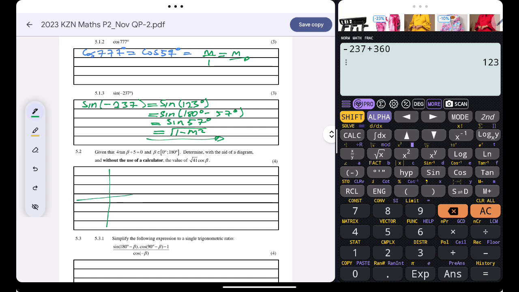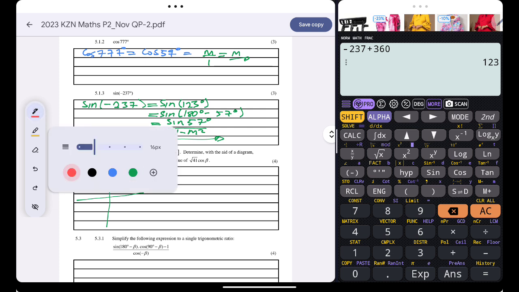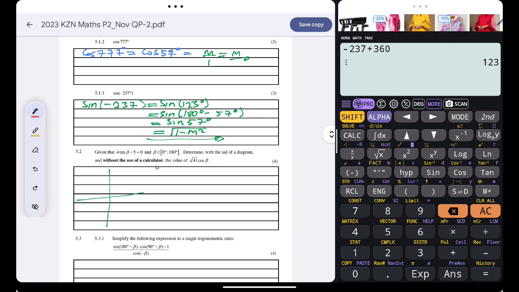Okay, here you are going to use the method called take and draw. Since we are given 4 tan beta, this thing can be written as negative 5 over 4.